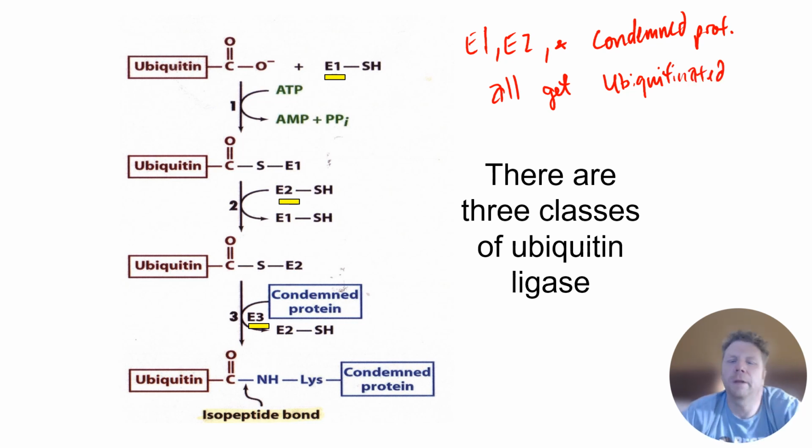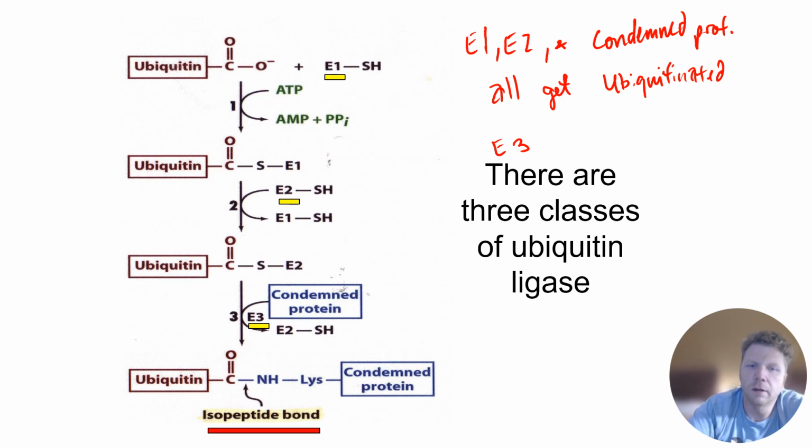Okay, now E3 never gets ubiquitinated because it uses E2 and transfers the ubiquitin from E2 onto our condemned protein. So that's one of the differences between E1, E2, and E3. E1 and E2 get ubiquitinated, E3 does not. And it's an isopeptide bond that's formed between those two.